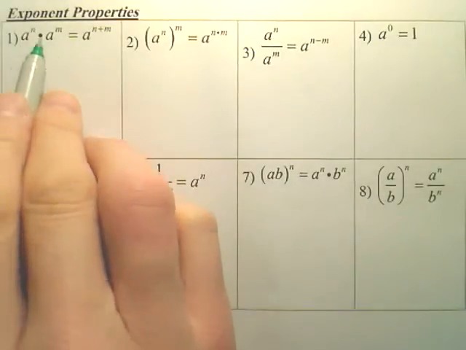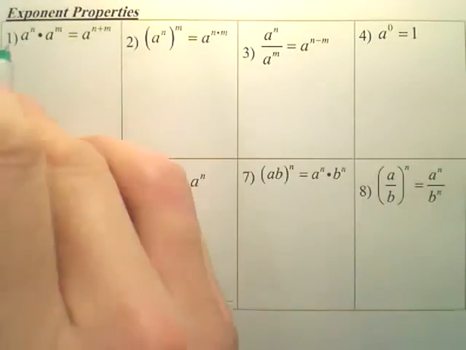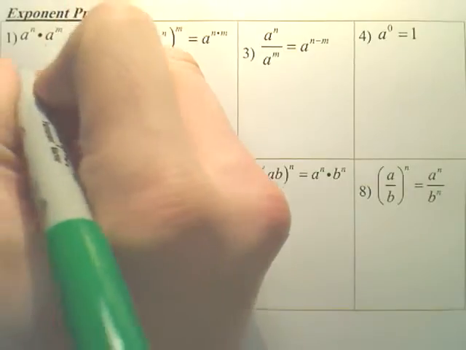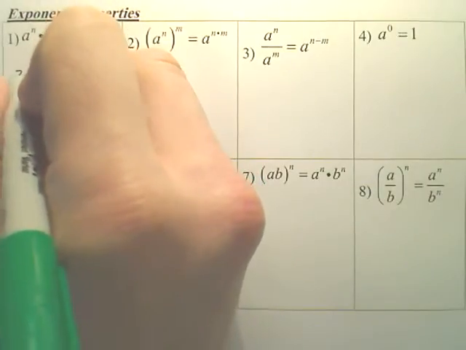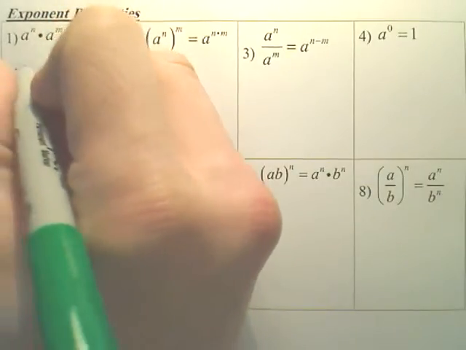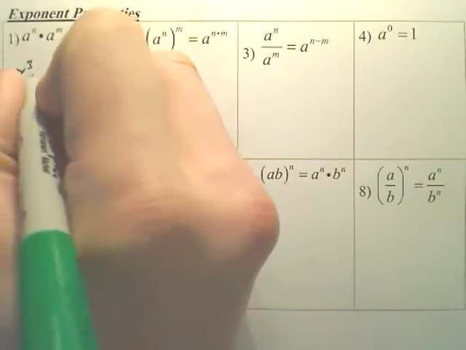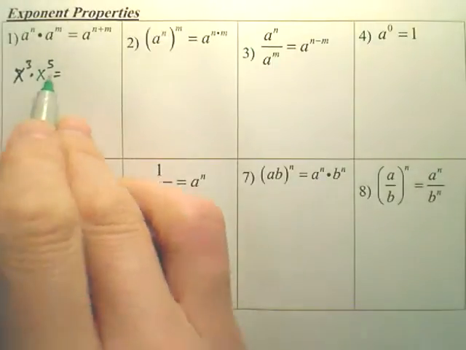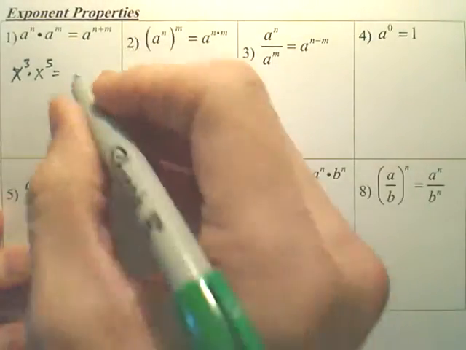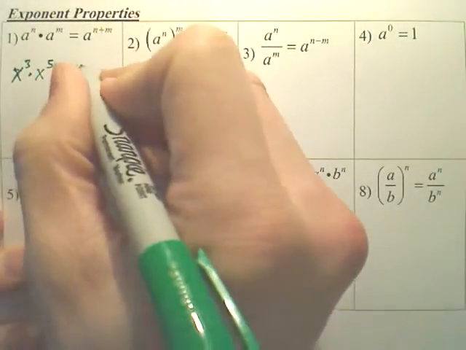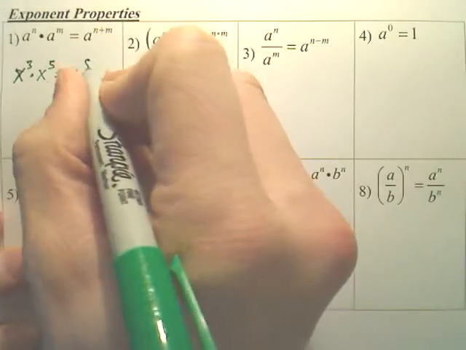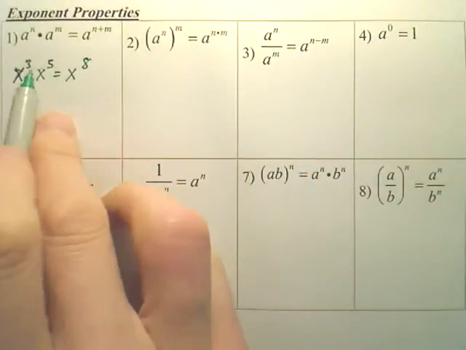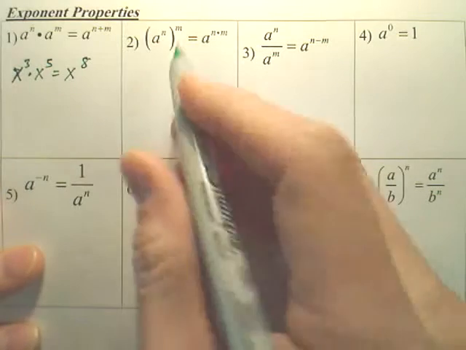If we have two powers with the same base, for instance, say we have x to the third times x to the fifth, your answer is simply going to be add the powers. So my answer is going to be x to the eighth. You just add the powers. 3 plus 5 is 8.